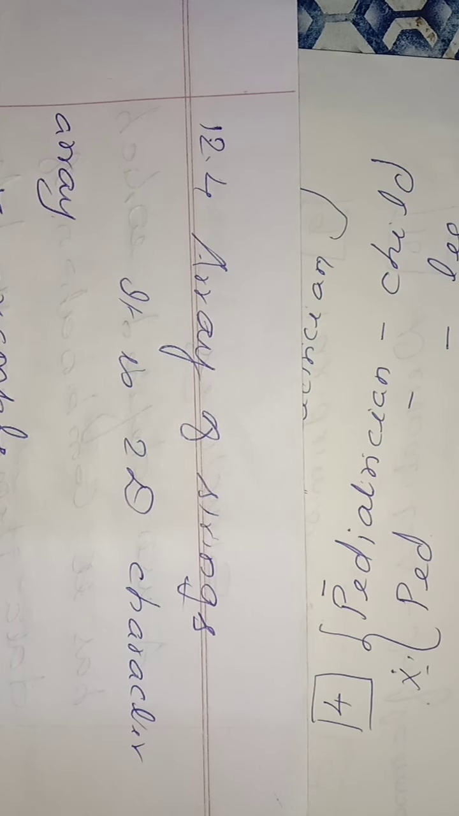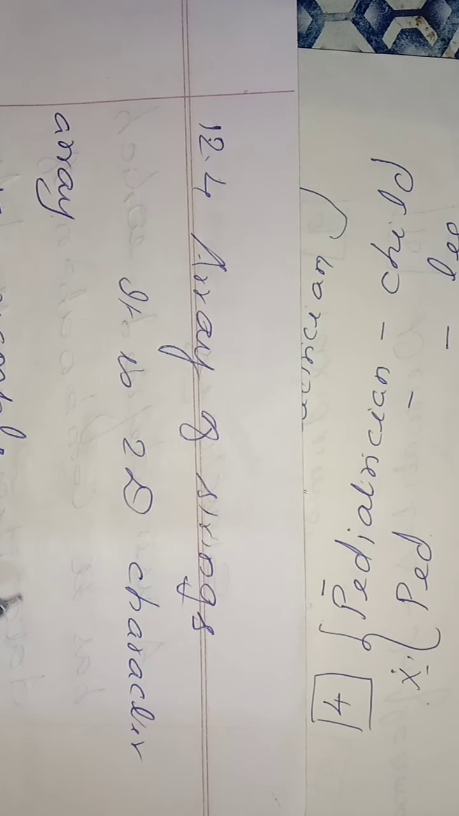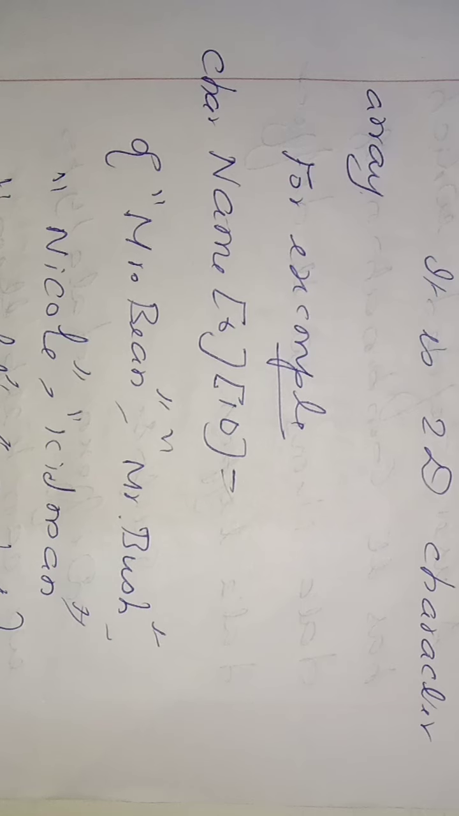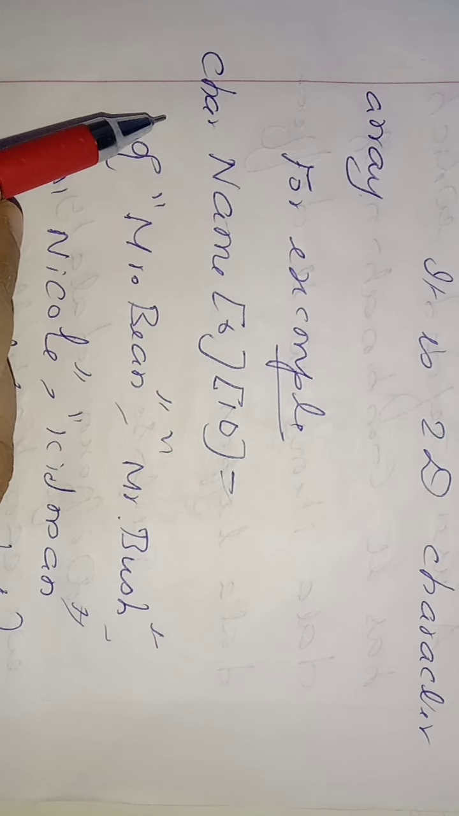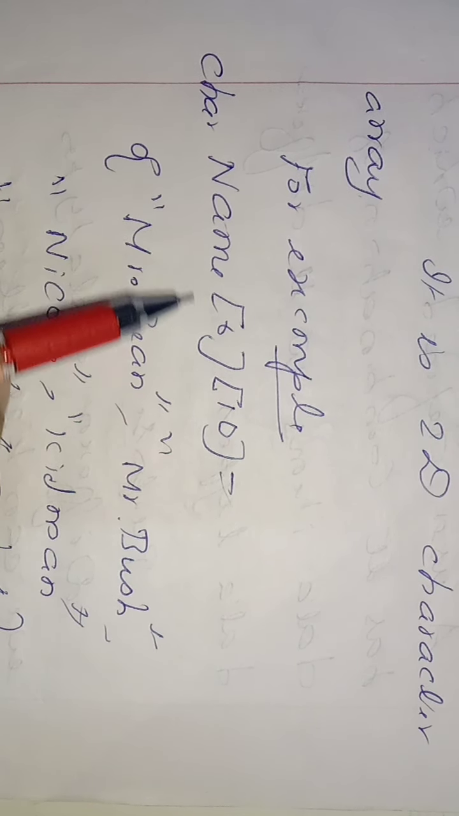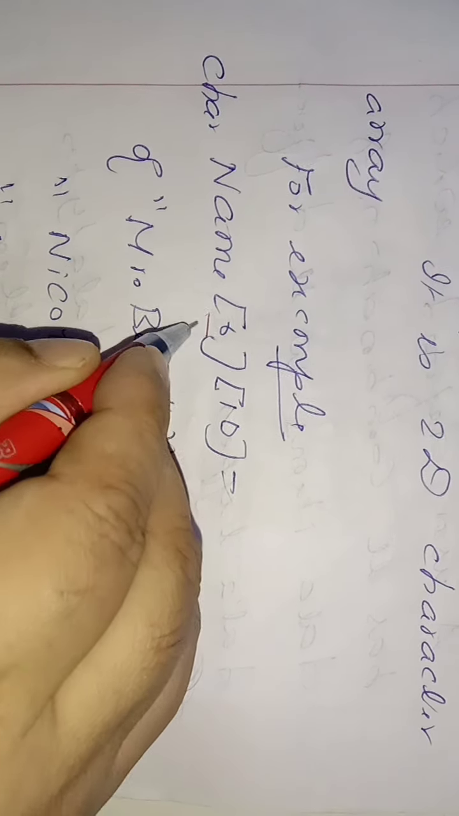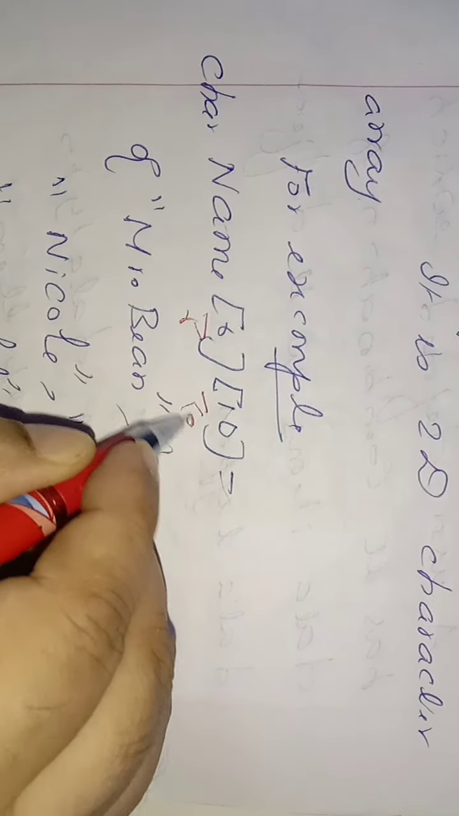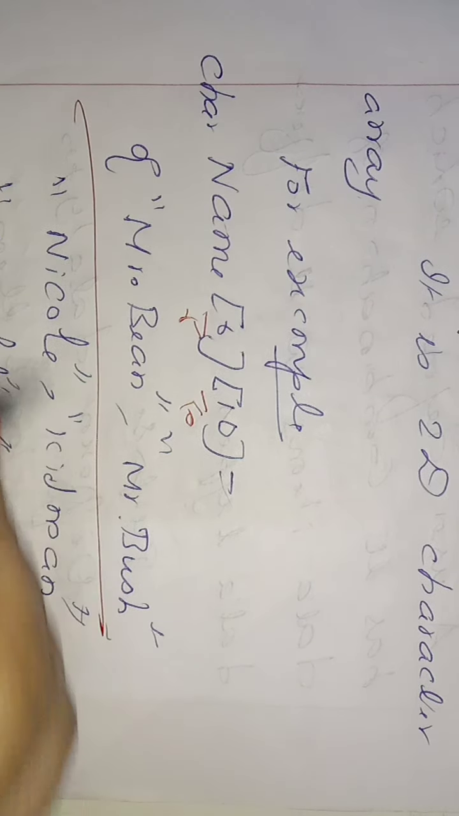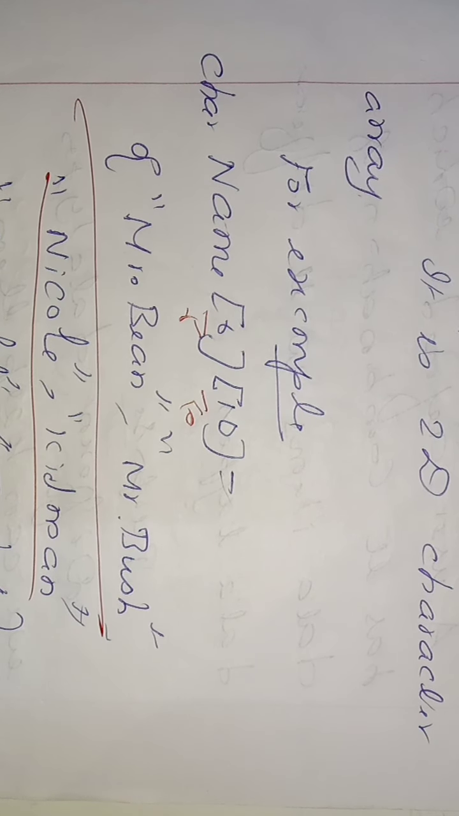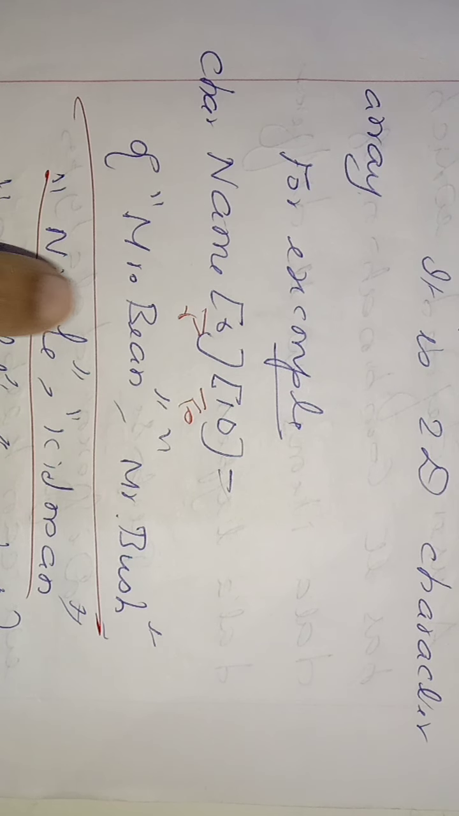Now we are going to array of strings, a two-dimensional array. For example, when you initialize a character array name with 6 and 10, what is the 6 meant for? 6 is meant for rows and 10 is meant for columns. So 6 rows are there and 10 columns are there. Here we got only 3 rows. What about the remaining 3 rows? They are null strings.